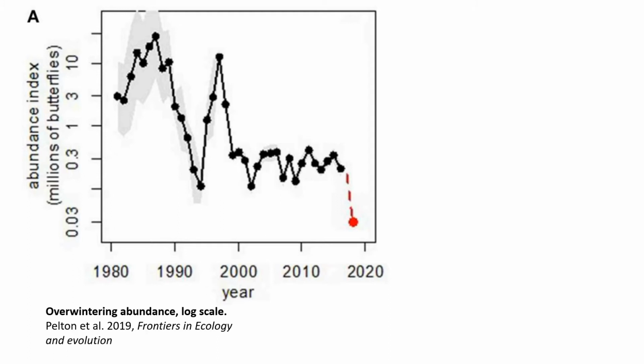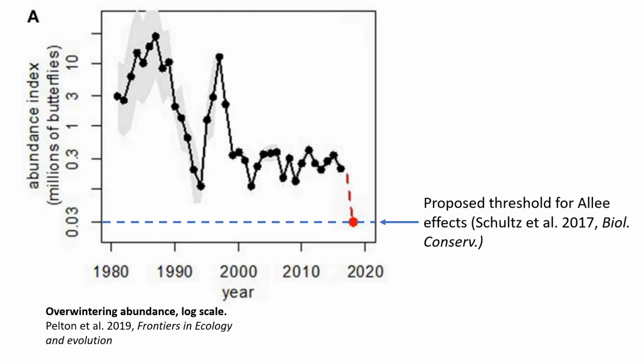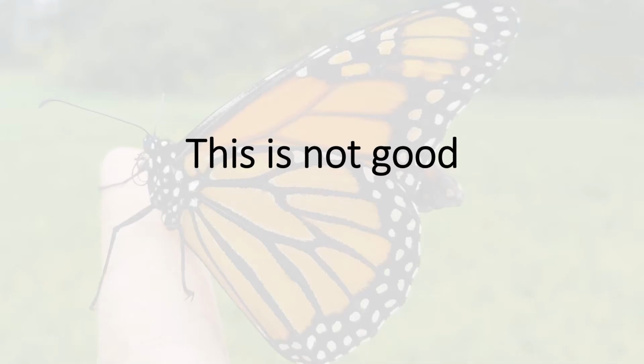Now, having 30,000 individuals is particularly concerning because this is when experts predicted that we might expect to see Allee effects. That is, reduced population growth rates due to small population sizes. For monarch butterflies, we might imagine that they could have trouble finding mates. After all, today we have about 1% of the numbers that we had 30 years ago. This is not good, and it actually relates to the population range expansion that I talked about earlier.